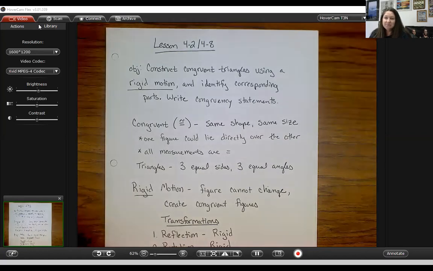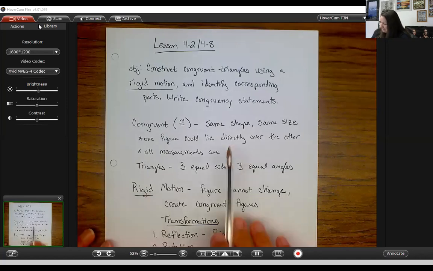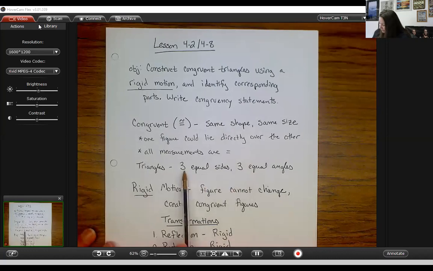So the degree measures of your angles have to equal the degree measures of the angles they correspond to, if you were to lie one over the other. Or the length of the side has to equal the length of the corresponding side. If we want our triangles to be the exact same shape and size, they do have to have 3 equal sets of sides and 3 equal sets of angles.